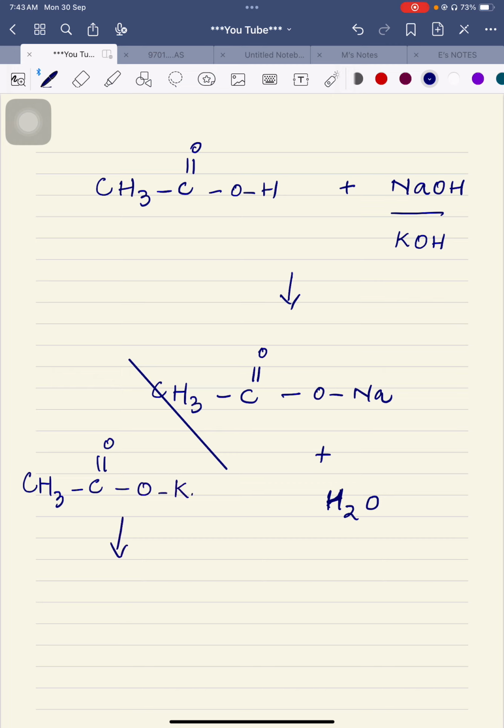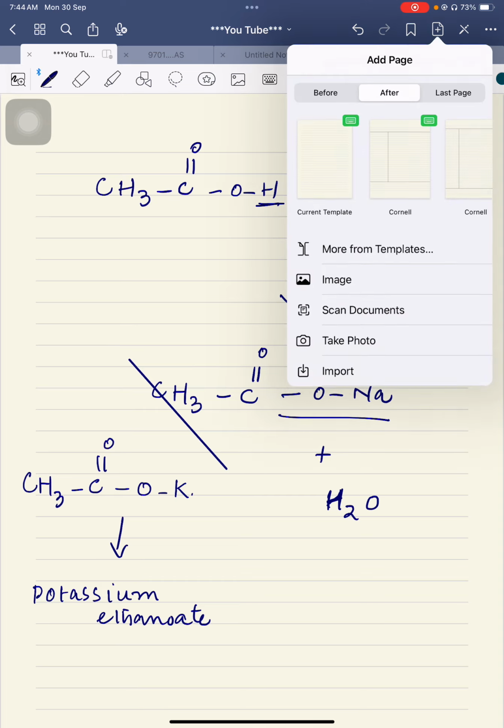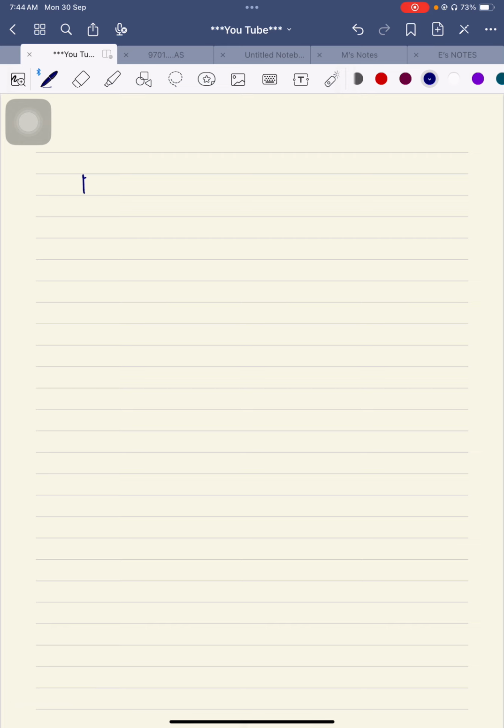So what will this be? It is called potassium ethanoate. Potassium ethanoate is a salt which will be formed by the reaction of potassium hydroxide and ethanoic acid. And this is sodium ethanoate. As this is a balanced chemical equation, there is no need to write anything. It is one hydrogen from this, and this is the OH which is going to combine with it to give you H2O.